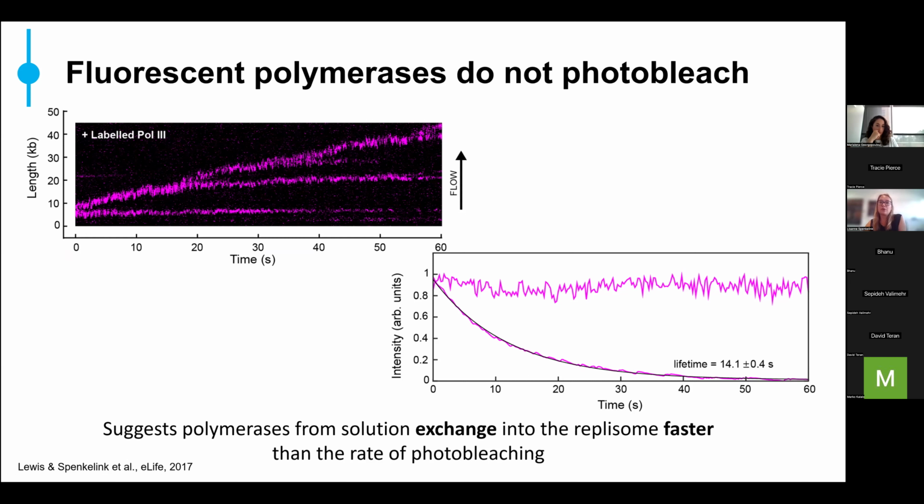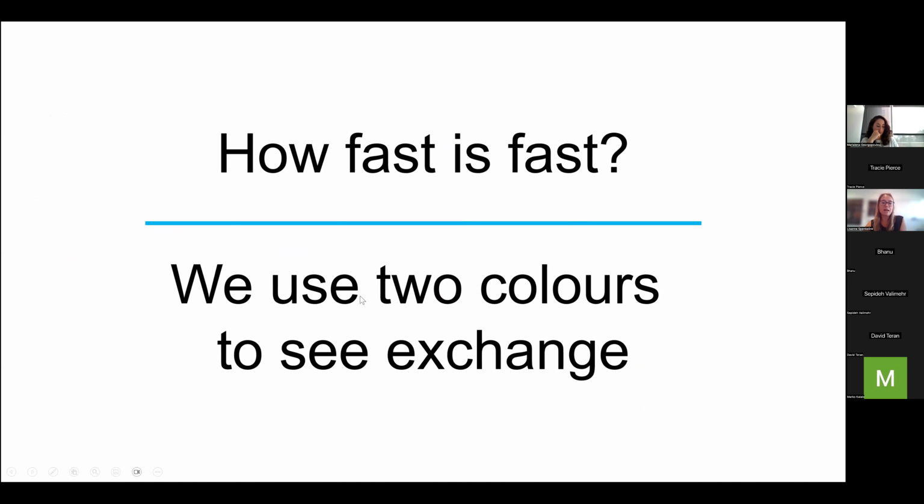So then we wanted to know, well, how fast is fast? And we thought we'd be clever, and we used two colors to see this exchange. We thought if we have half of our polymerases labeled with this magenta color that we had before, and we label the other half in a green color, then if it exchanges, we should see magenta swapping for green, swapping back for magenta, and so on. Well, that's not entirely what happened.